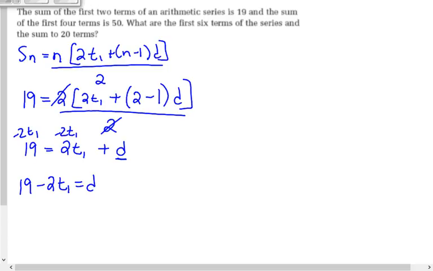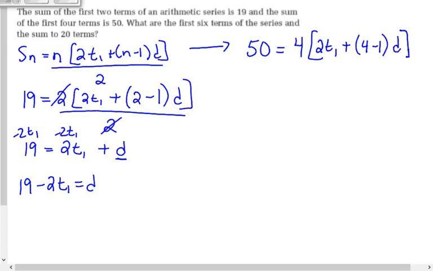Okay? And the reason that I'm doing that is so that I can isolate one variable, because we're going to need to do basically the exact same thing for the second part of the question. The second part says the sum of the first 4 terms is 50. So we're going to use this same equation here. This time we know that the sum of the first 4 terms is 50. The number of terms is 4. We don't know our first term, and we don't know our difference. So we'll divide that by 2, and then we're going to simplify.